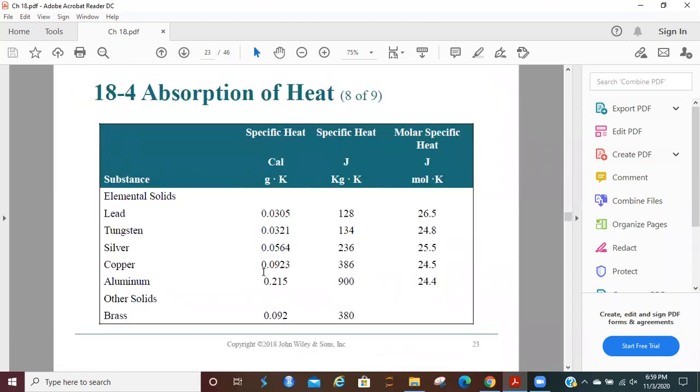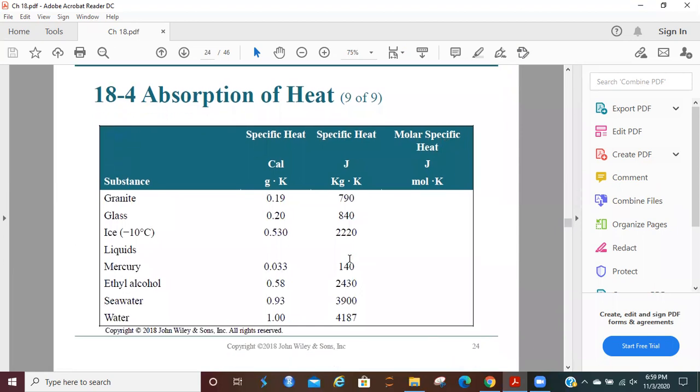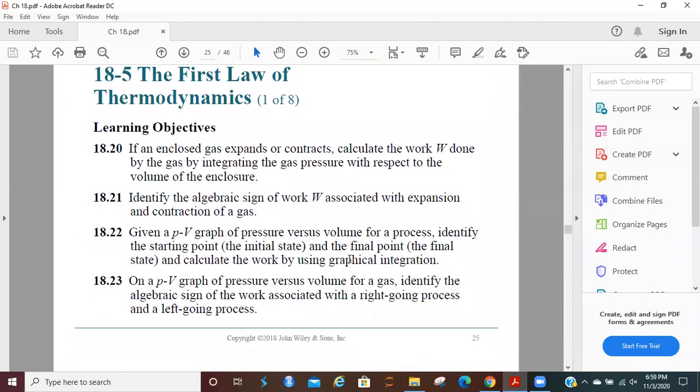So you've got specific heats here for elemental solids, expressed in different units. So sometimes those values will come in handy with problems.